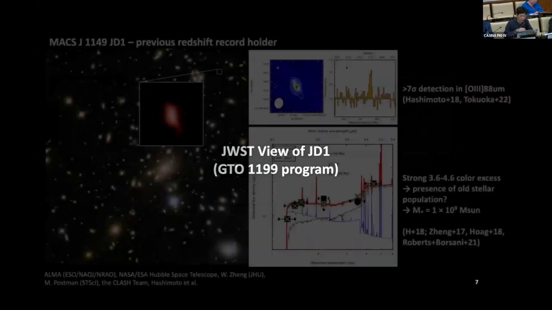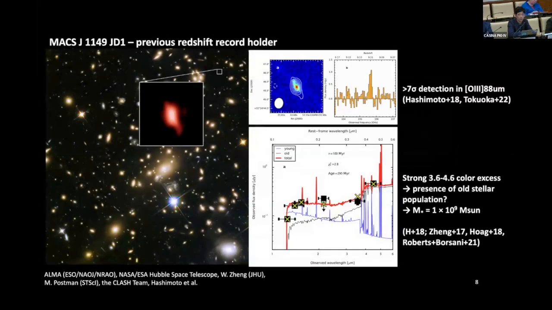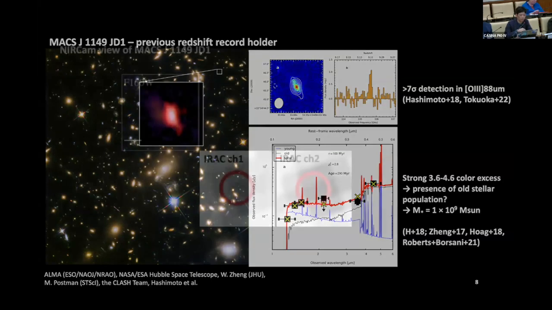And I'm switching gears to another object that I've been working with Massimo. There's the JD1 galaxy that was very famous from the time of HST. It was originally detected by ALMA in oxygen 88 micron, and was a redshift record holder for a while. Another unique nature of JD1 is that it has a strong 3.6 to 4.5 micron excess that indicates the presence of old stars in this galaxy at z=9.1, which is very unique and very interesting.